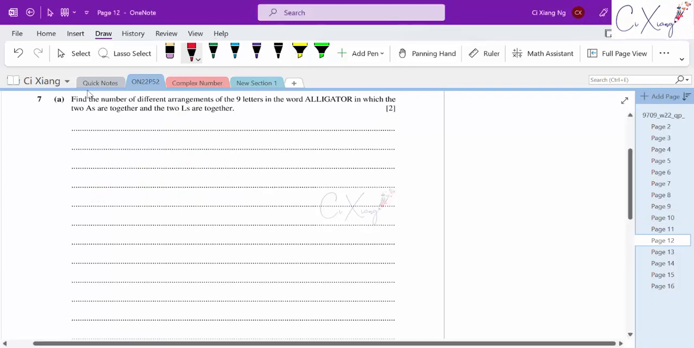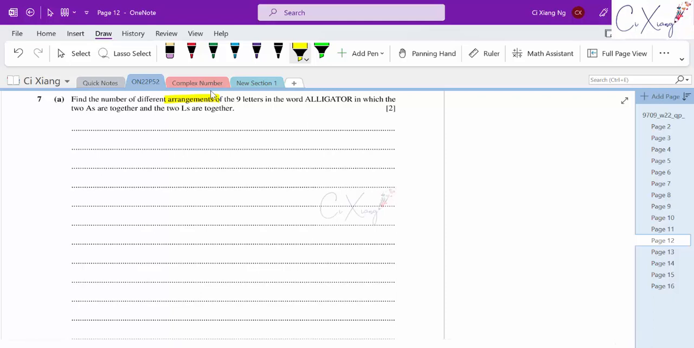They want us to find the number of different arrangements. Highlight the word arrangement here. It gives us a hint that when we want to calculate the number of ways, we usually will use the permutation, either nPr or maybe n factorial. We're having 9 letters here in the word alligator, in which the two A's are together and also the two L's are together.